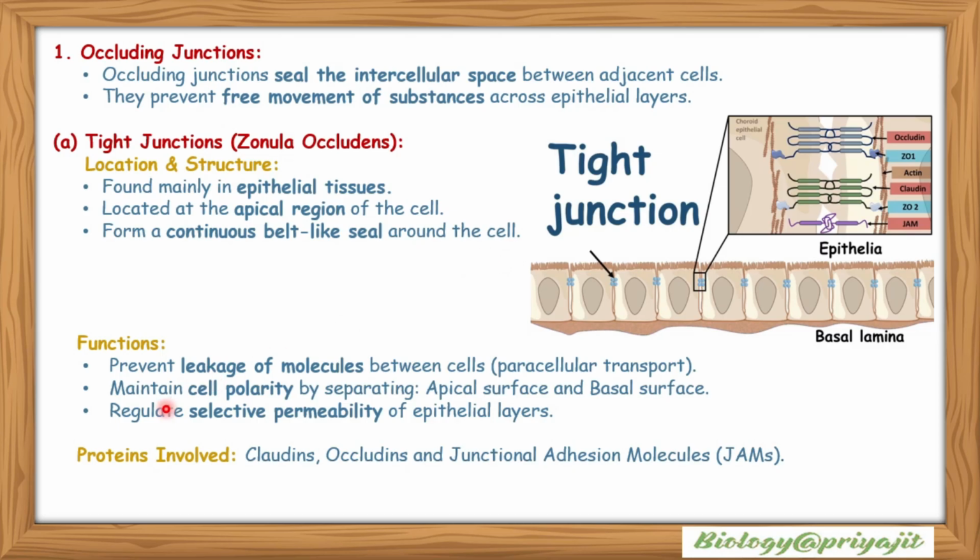Its function is to prevent leakage of molecules between cells, or paracellular transport. It maintains cell polarity by separating the apical surface and basal surface. It regulates selective permeability of epithelial layers. Proteins involved: claudins, occludins and junctional adhesion molecules.